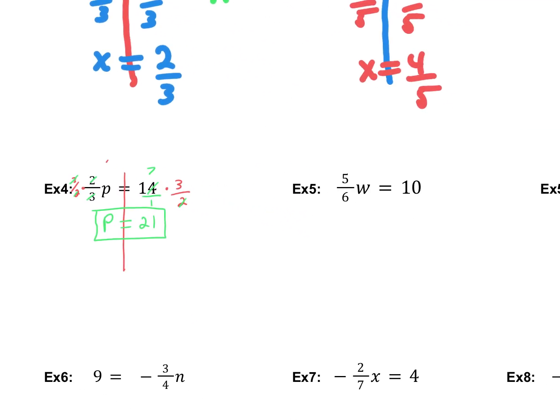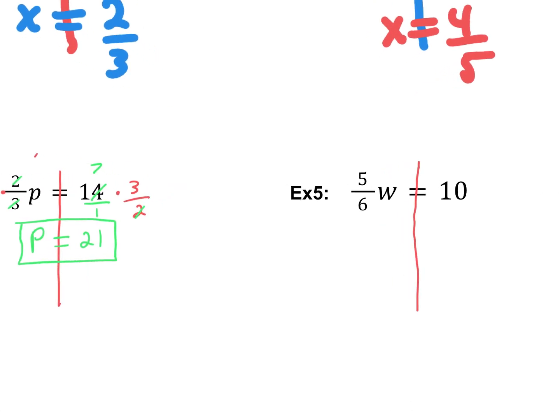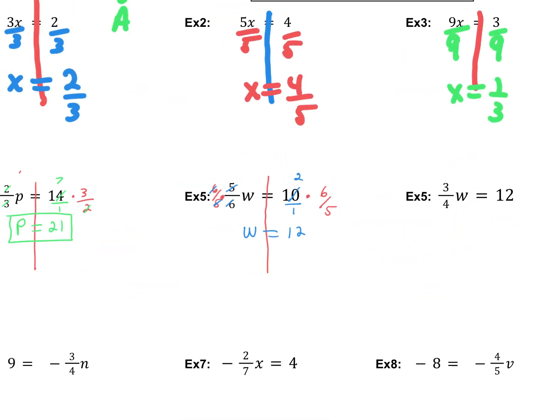And so 5, same thing. Remember, even though it's a one-step, you're drawing your line to keep it balanced. The reciprocal of 5/6 is 6/5. What you do to one side, you have to do to the other. These will cancel out and leave you with 1w. And then this will give you 12. So that's 5.